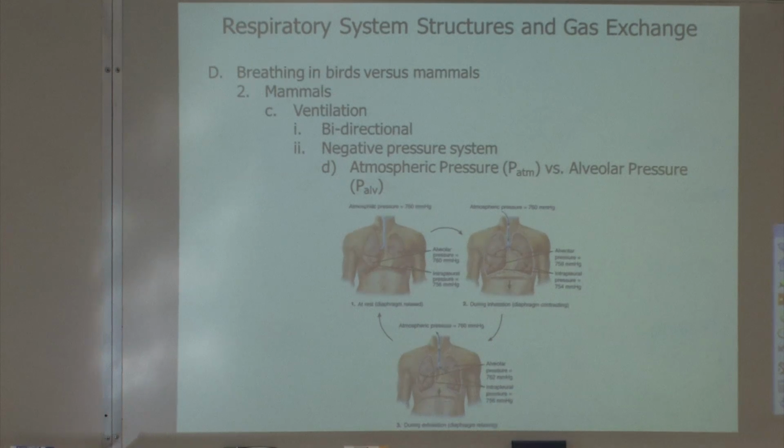So at sea level, PATM, or atmospheric pressure, is equal to about 760 millimeters of mercury. Okay? And we need to get the pressure inside of the alveoli to be just lower than that. We don't have to make dramatic changes.